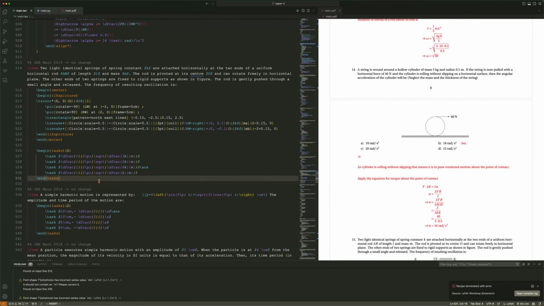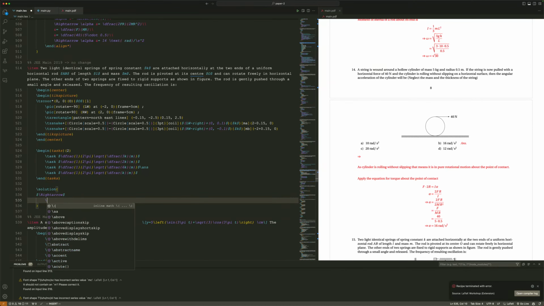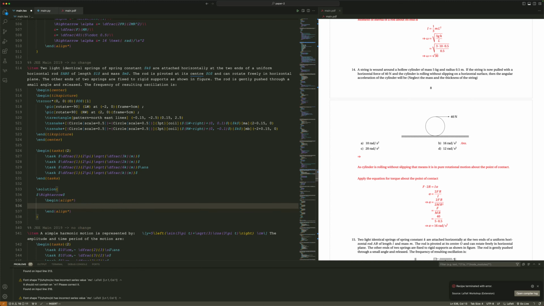Question number 14. I don't know how to solve 14 actually. Let's try. Begin a line. In 14. This was 14.